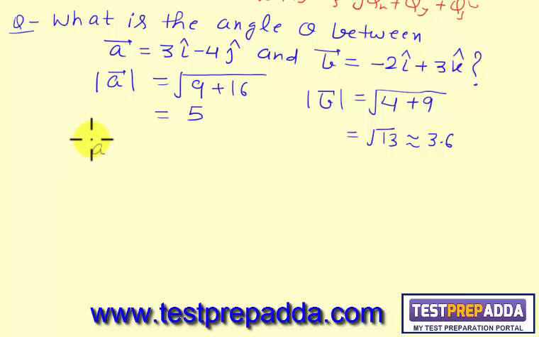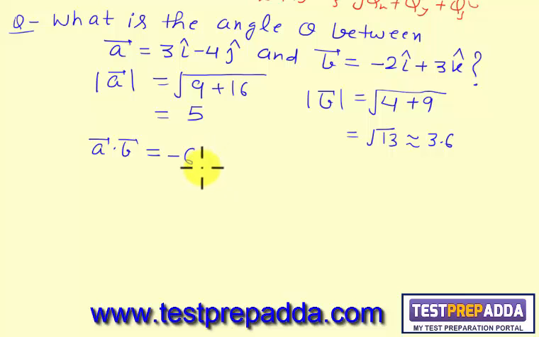Now, what is vector A dot vector B? It will be 3 into minus 2, that is minus 6. And when i cap is multiplied with k cap, it will be 0. When j cap is multiplied with i cap, it will be 0. When j cap is multiplied with k cap, it will be 0. So A dot B comes minus 6.